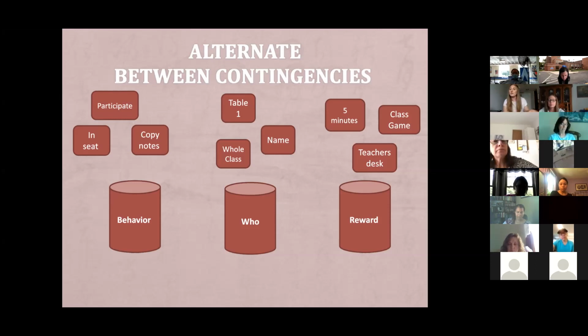So before you go and start your math lesson, you explain everything to the students. They know each slip of paper that went into each jar, and you start to pull papers out. So I'm going to say, okay, I'm going to be focusing on, and out of the jar comes copying notes. And then you go to the who jar and you say, before I start this lesson, out of the who jar comes table 5. And so you say, okay, table 5, while I'm doing math, I'm going to be keeping my eye on you guys, making sure that you're taking your notes.